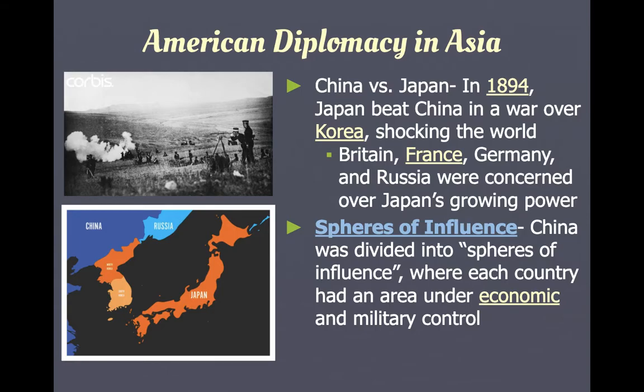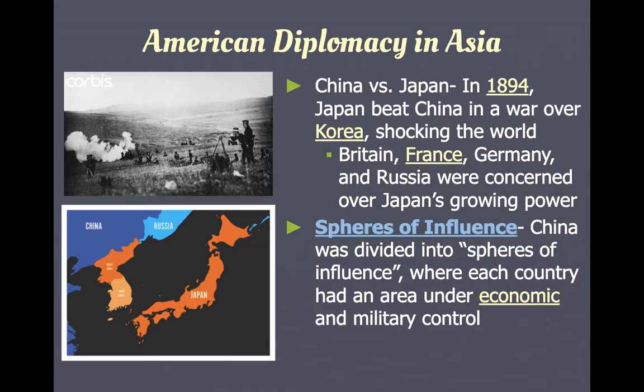China versus Japan. In 1894, Japan is going to fight a war with China and they're going to win. And this shocked the world, because nobody really knew the power of Japan because, like I said before, they were kind of a hermit kingdom. They were very isolationist until the U.S. kind of woke them up by opening a port to trade. And after that, they decided that they wanted to become an imperial power too.